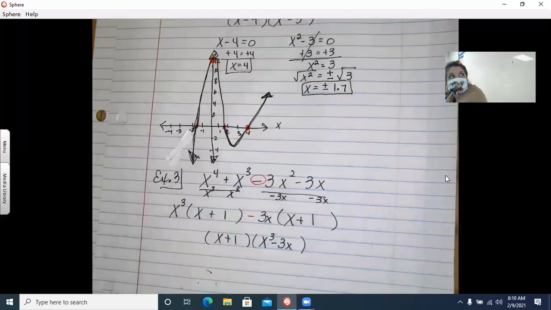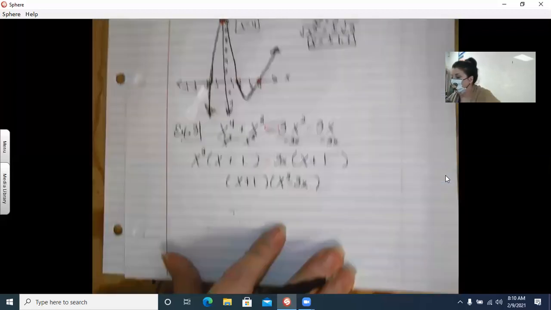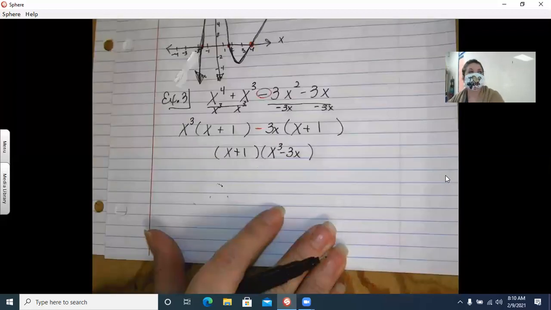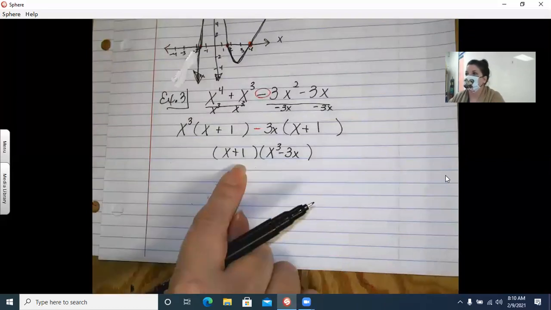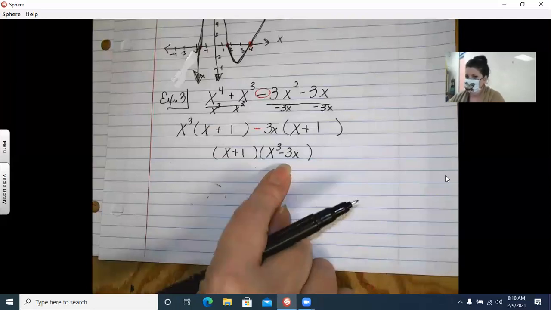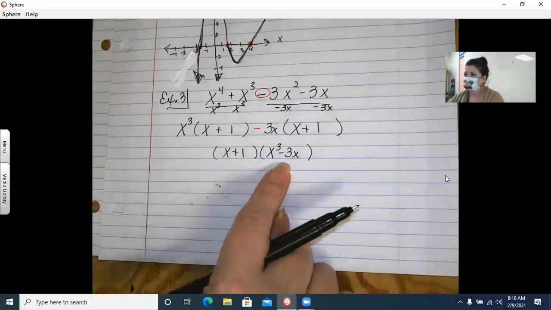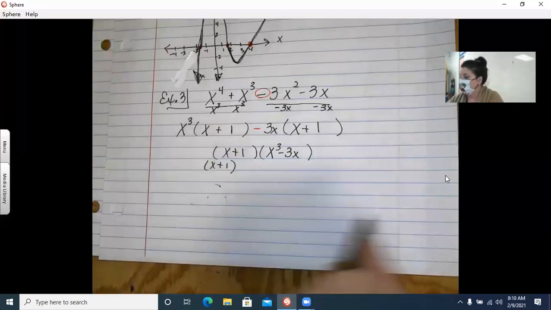X plus 1, that's a linear polynomial. Because it has 1 degree, the only way to factor a linear polynomial is if it has a greatest common factor. Does it? No. Look at my second group. Does it have a greatest common factor? Then we need to factor it further. Okay? So x plus 1 is good. We're good with that. What's the GCF of the second group?